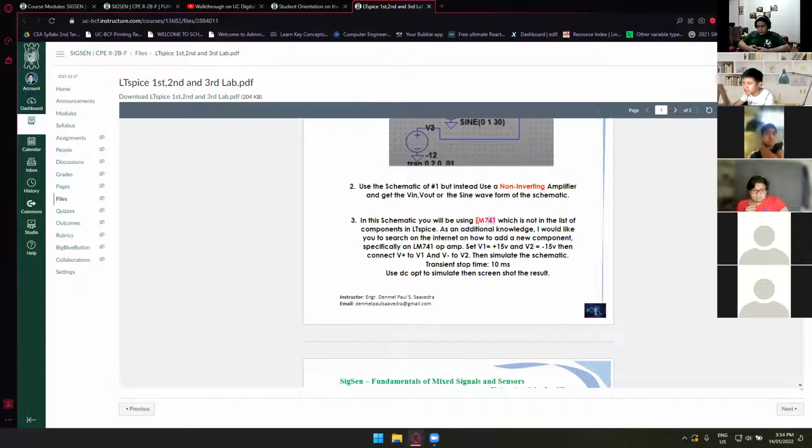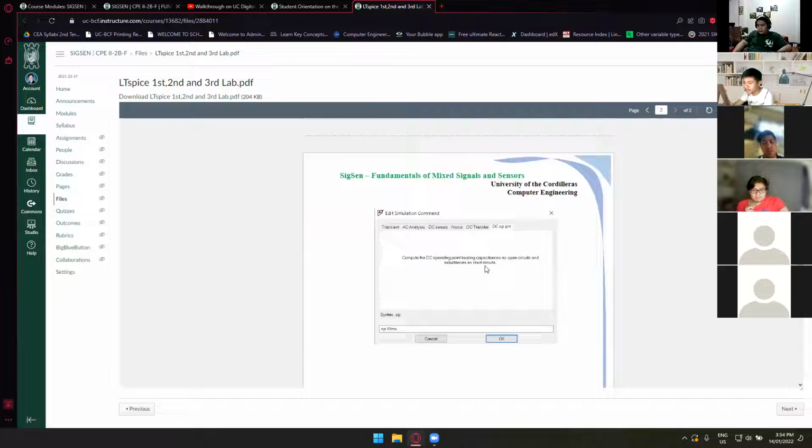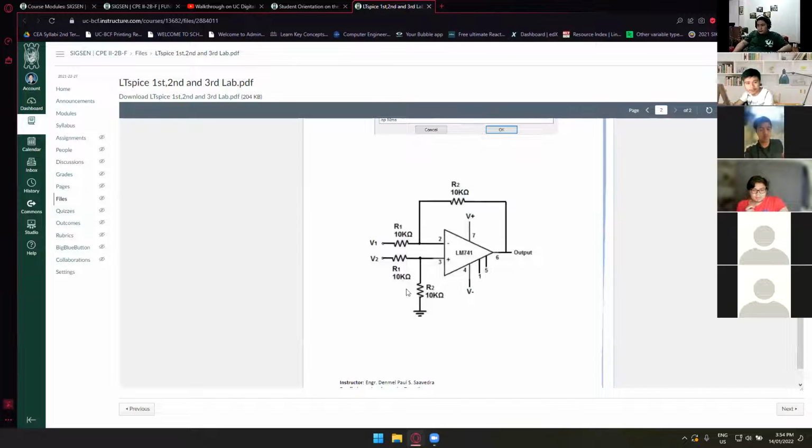Then once you're done importing that one, you can now configure that one having a V1 of 15 volts, V2 of negative 15 volts, and so on and so forth. Okay, so you should come up with this schematic diagram with our LM741.